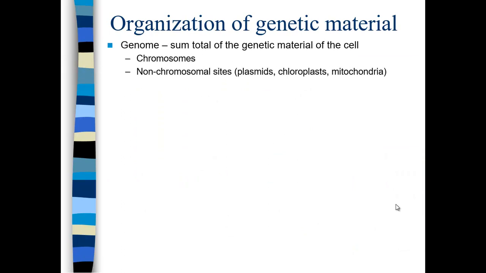If we look at the sum of the genetics of an individual organism, we call that sum the genome. This includes chromosomes as well as non-chromosomal sites, what we would consider plasmids, and the DNA in the chloroplasts and the mitochondria.